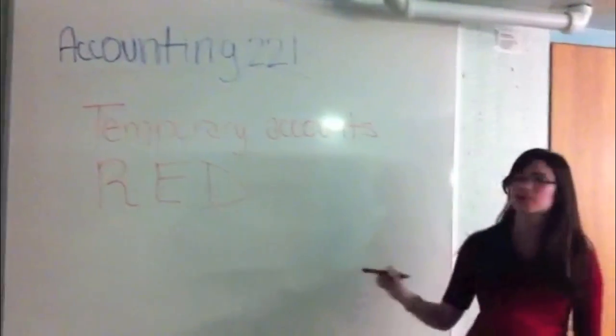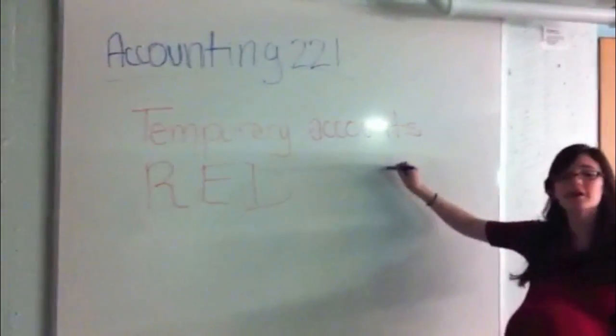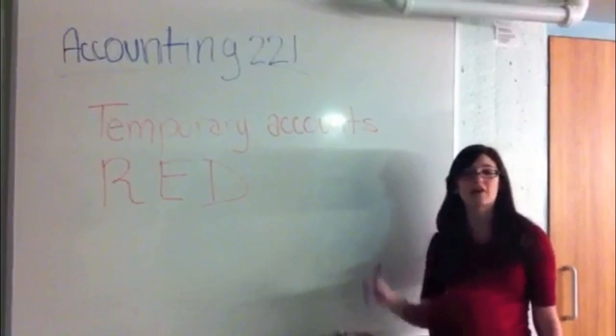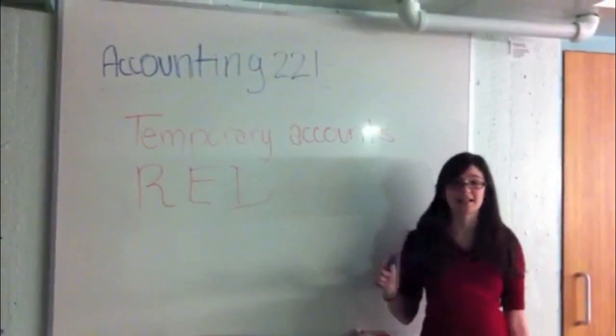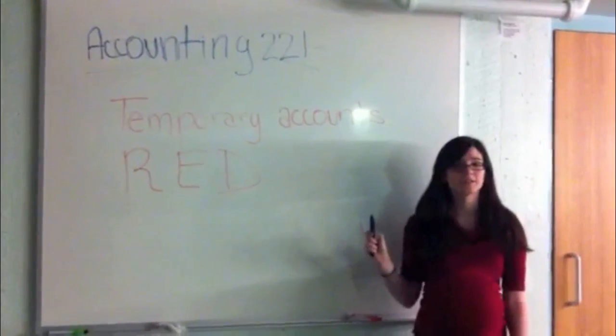So the next thing I want to go over is temporary accounts. Temporary accounts are the accounts that you close out at the end of each accounting period. Does anyone know what an example of a temporary account would be?